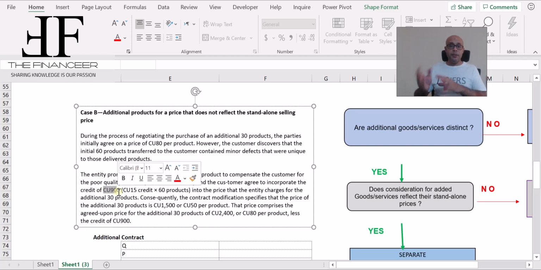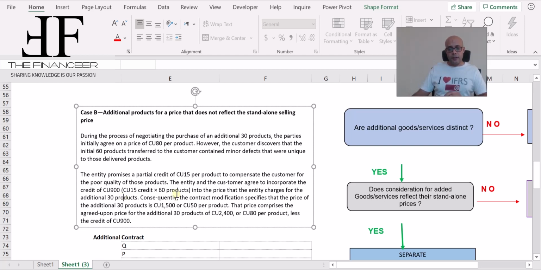So the company and the customer agreed to incorporate this $900 into the price that the entity charges for the additional 30 products. So they agreed together that, Mr. Customer, when you are going to pay for these additional 30 products, I am going to deduct $900 for you. So this is the meaning of the case.